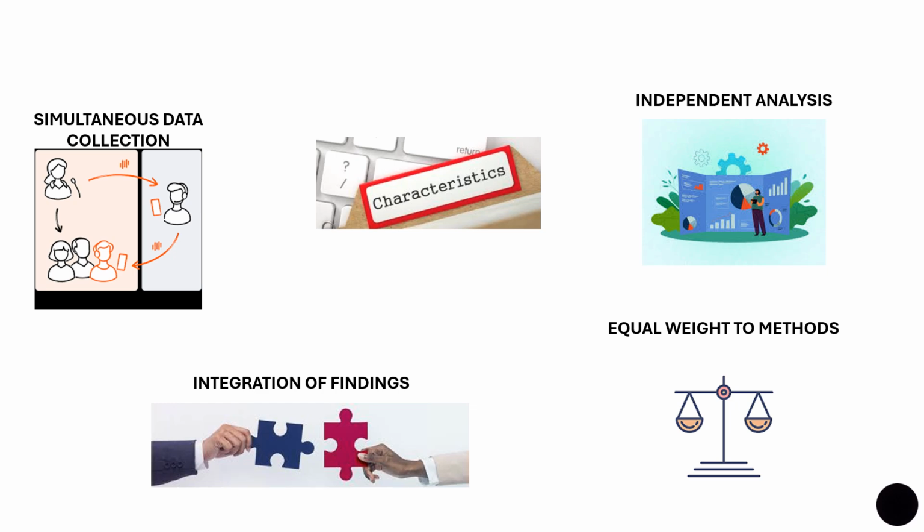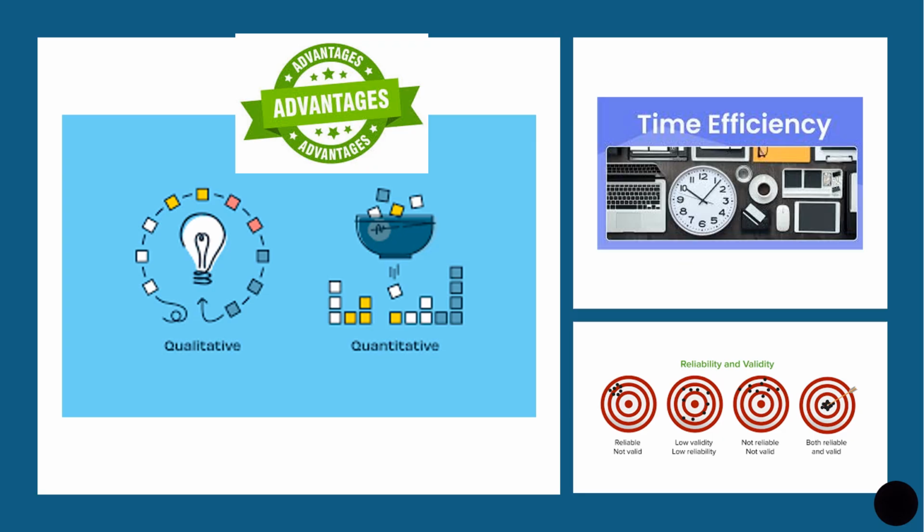The results from both analyses are compared and combined to identify areas of agreement, complementarity, or discrepancy. So it means that both data sets could either provide the same finding or they could be contradictory. This synthesis provides a more robust understanding of the research question. And basically you assign equal weight to both methods. So in a typical convergent design, qualitative and quantitative methods are given equal priority unless the research question dictates otherwise.